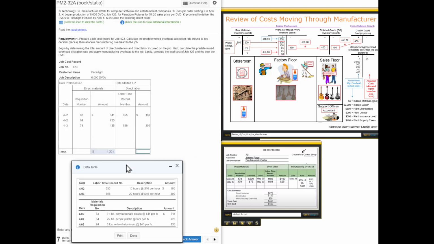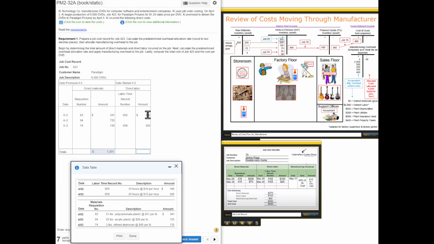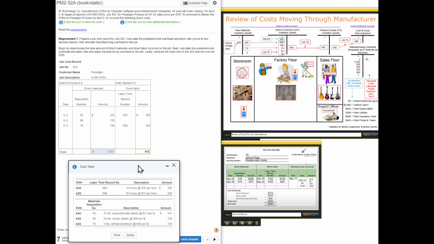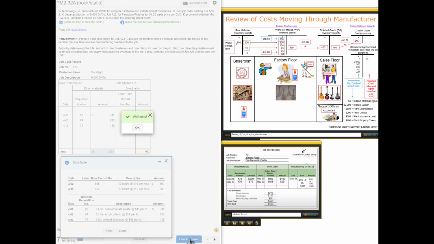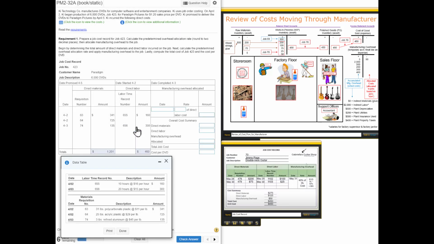Next, we're going to add up the direct labor. This one's easy. We're going to take 160 plus 300. That gives us $460. And that's, of course, people who are working directly. That's the wages for the people working directly on this DVD job. And then, this is where it gets a little more complicated. We need to calculate manufacturing overhead.